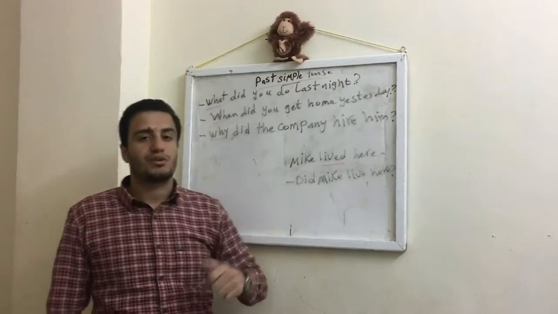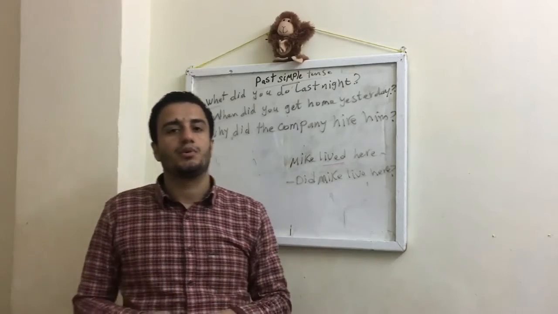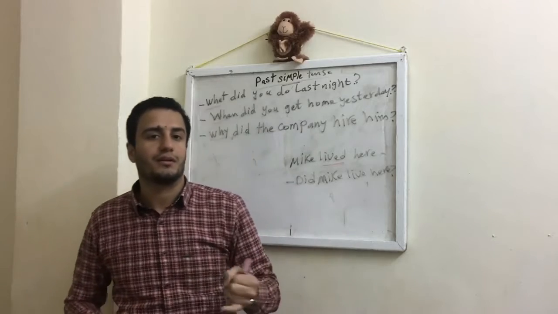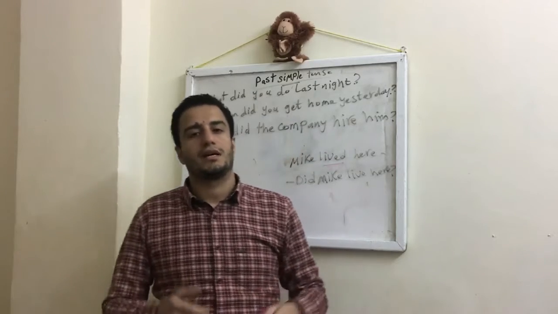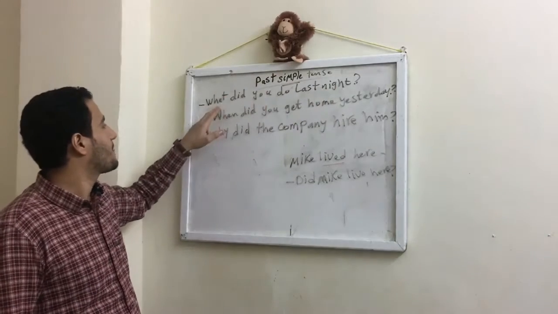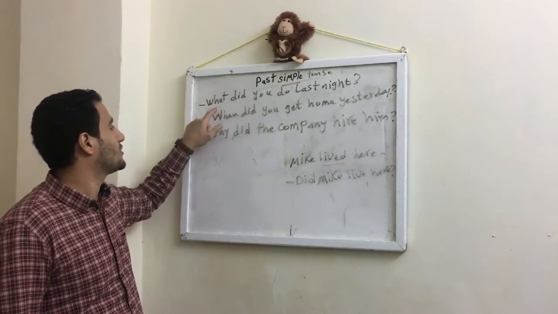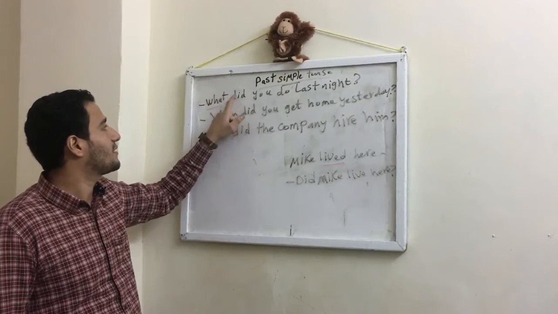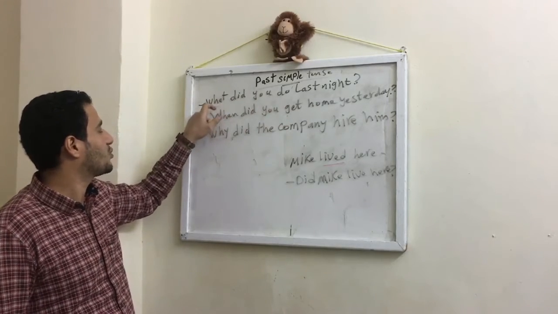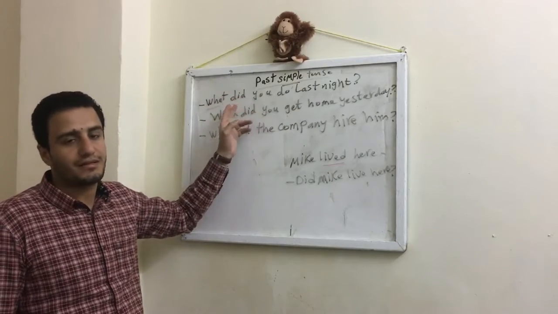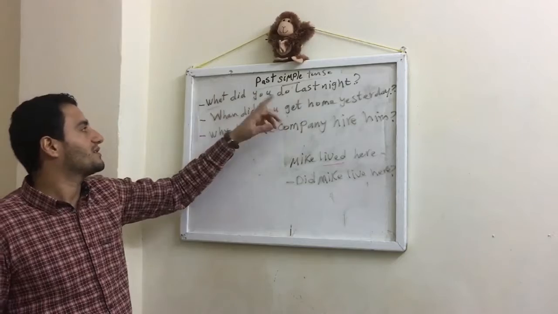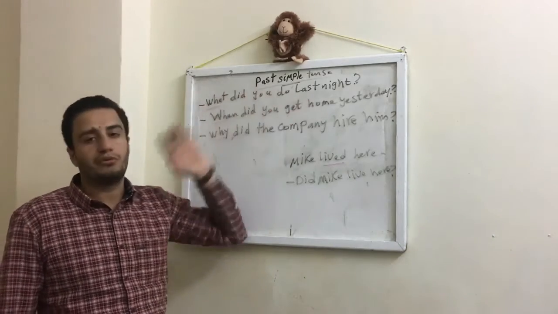The second way here is WH words or WH questions. You already know the WH words like when, what, where, why, and so on. Let's check these examples. What did you do last night? You see here what, the WH word, and then did, and then the subject, and then the infinitive. So first comes a WH word, then did, then the subject, and then the base verb. I can answer this question by saying: I watched a movie.